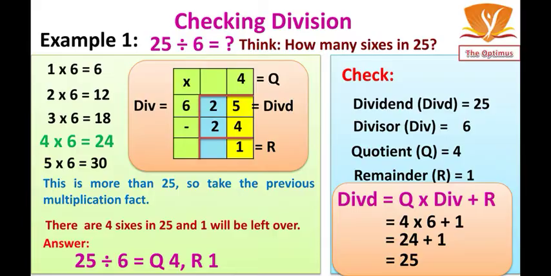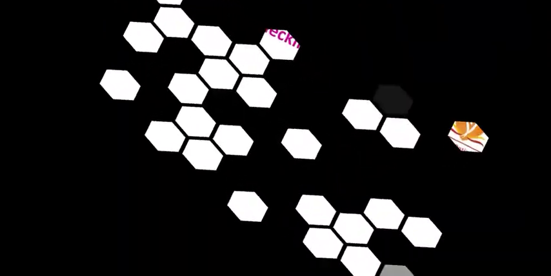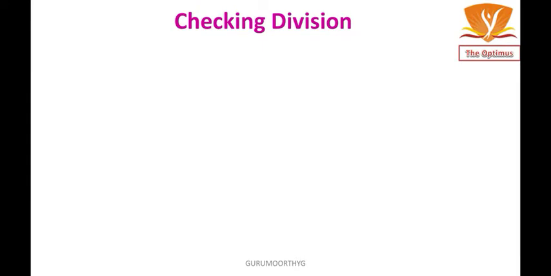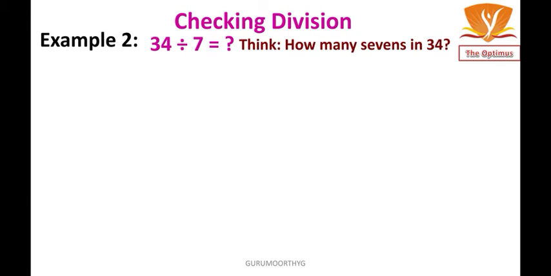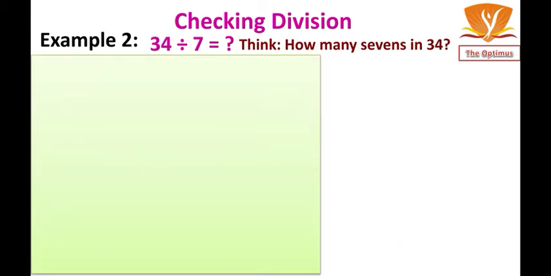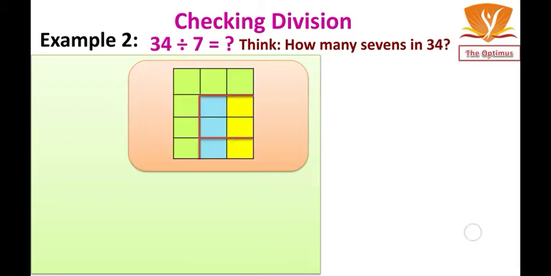Next example 2, 34 divided by 7 equal to what? Dear kids, think how many 7s are there in 34. Yes, here we are going to separate two parts, that is long division part and checking part. First long division part, we know the dividend 34. I am going to write inside the inverted L. The divisor 7 I am going to write in left side of the inverted L.